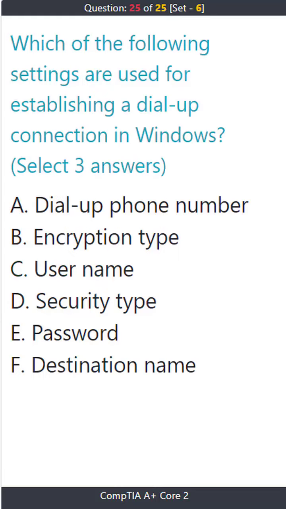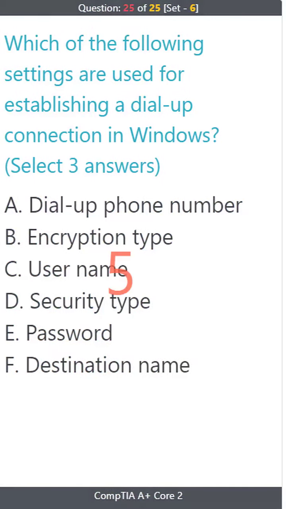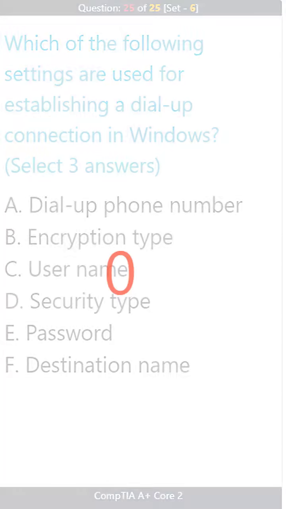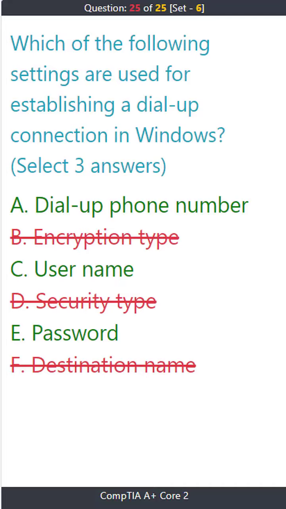Question 25. Which of the following settings are used for establishing a dial-up connection in Windows? Select 3 answers. A. Dial-up phone number. B. Encryption type. C. Username. D. Security type. E. Password. F. Destination name. The correct answers are A. Dial-up phone number. C. Username. E. Password.